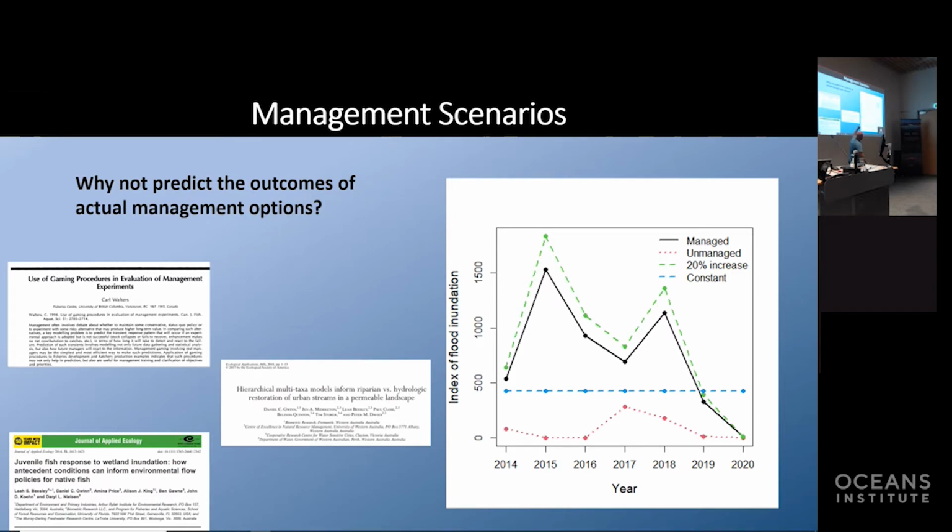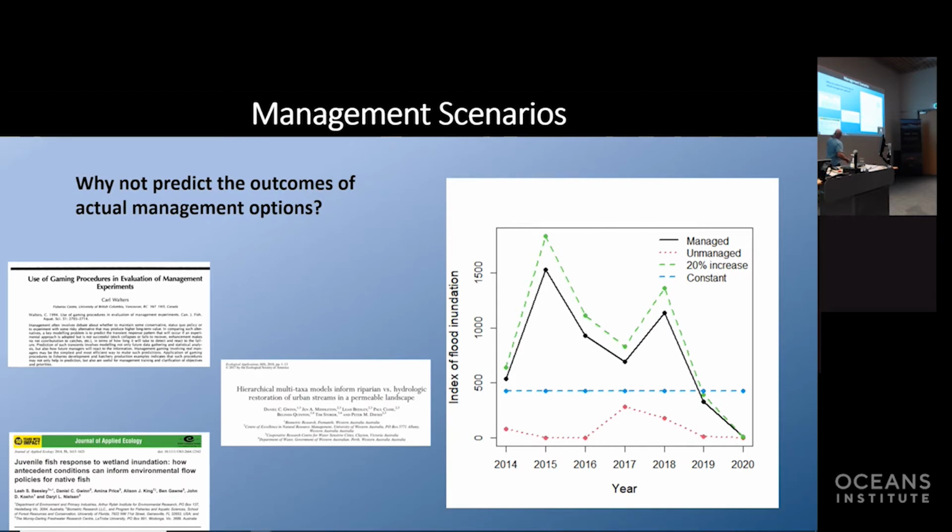So we put in two scenarios. The green dotted dashed line up there is like 20% more water. Let's feed that through. The blue line, which is silly, but it's different, right? Let's feed the same thing through every year. And now we can feed that through and predict what the water is, right? And so this sort of thing, I refer to as just predicting management scenarios.